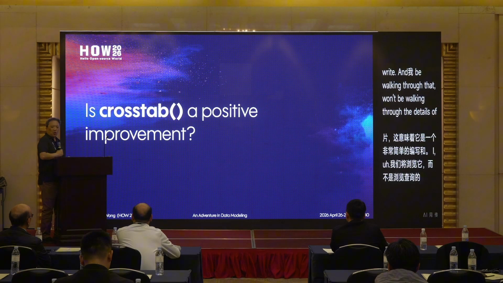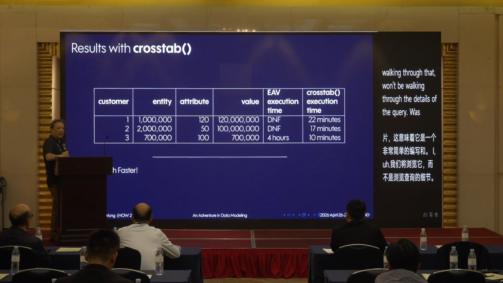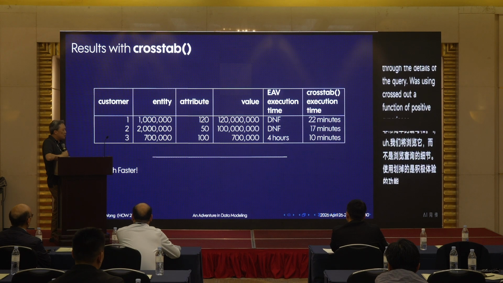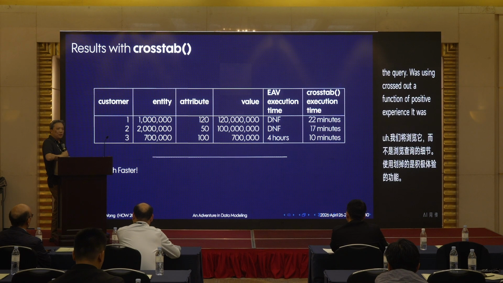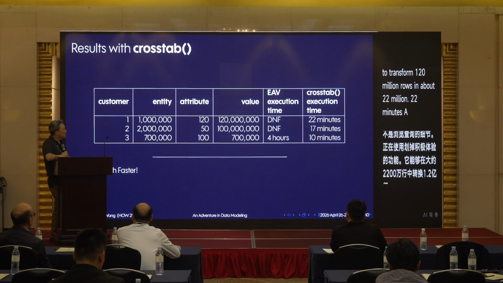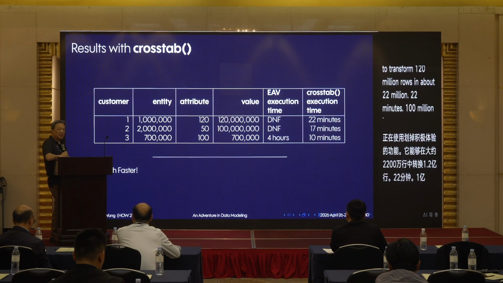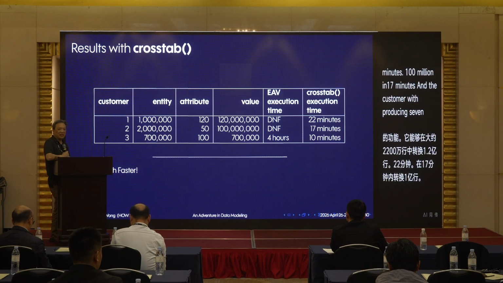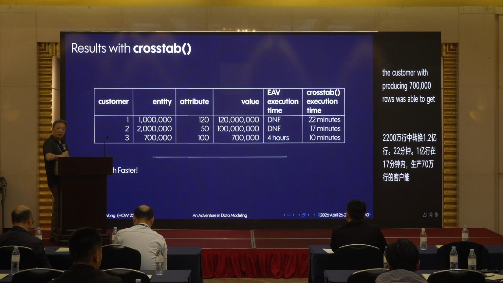So was using the crosstab function a positive experience? It was able to transform 120 million rows in about 22 minutes, 100 million in 17 minutes, and the customer producing 700,000 rows was able to get their data in about 10 minutes. So much faster.